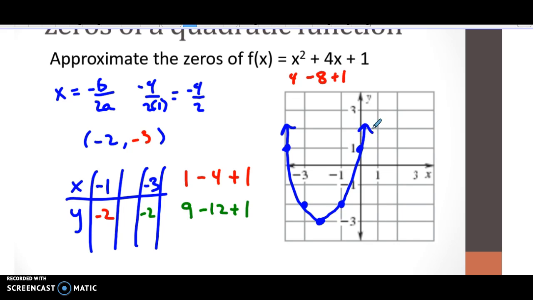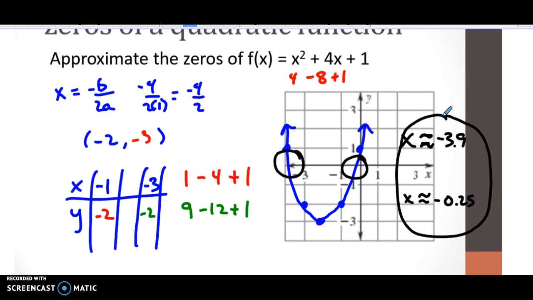So I'm going to have to approximate these solutions now because I can't tell exactly where these are crossing. So this one looks pretty close to -4, so let me say approximately equal to maybe -3.9, and maybe this one is about -1/4. And again, we're approximating, so we're just trying to get close.